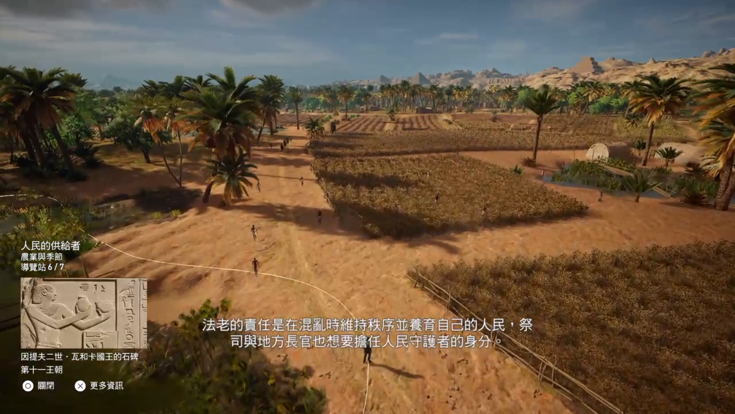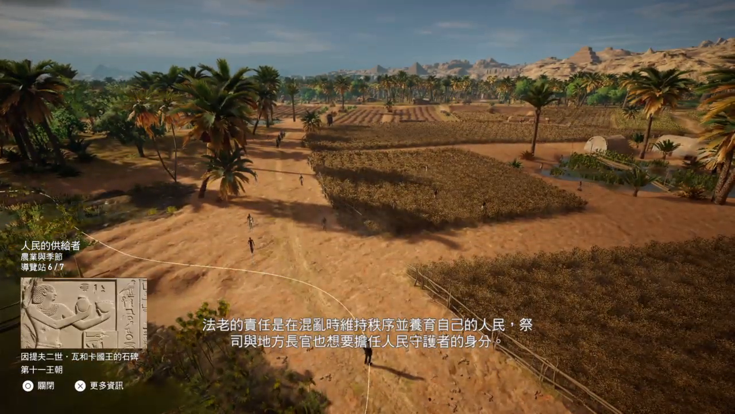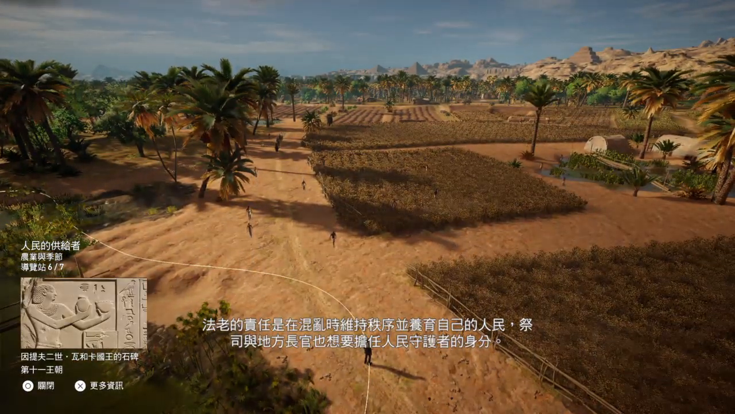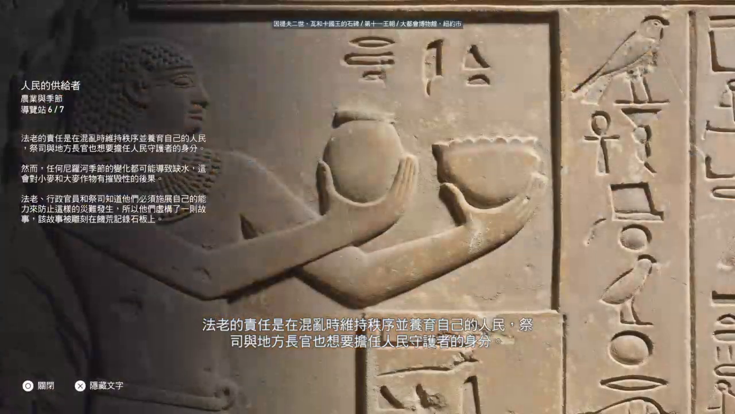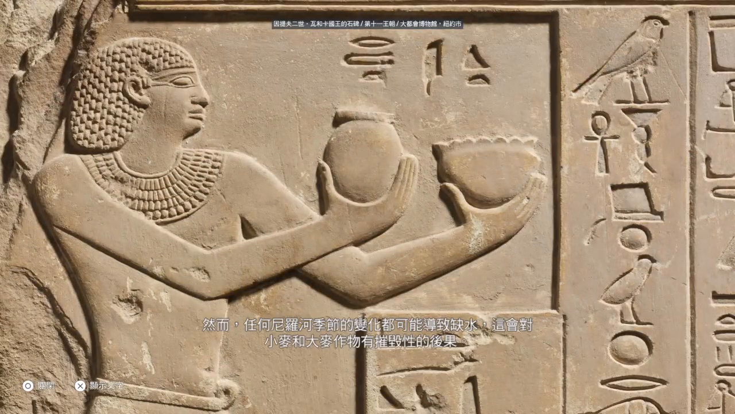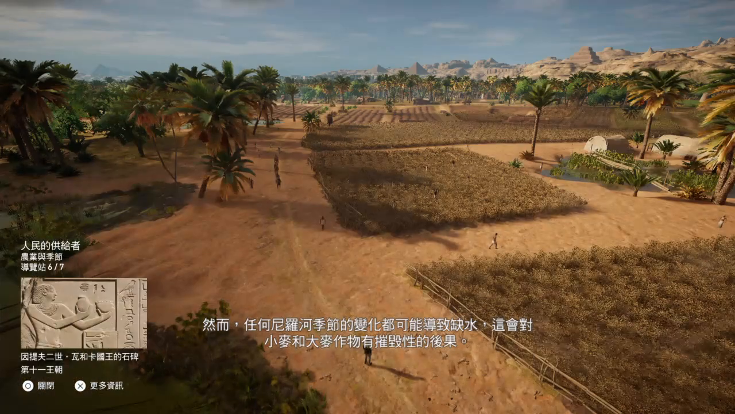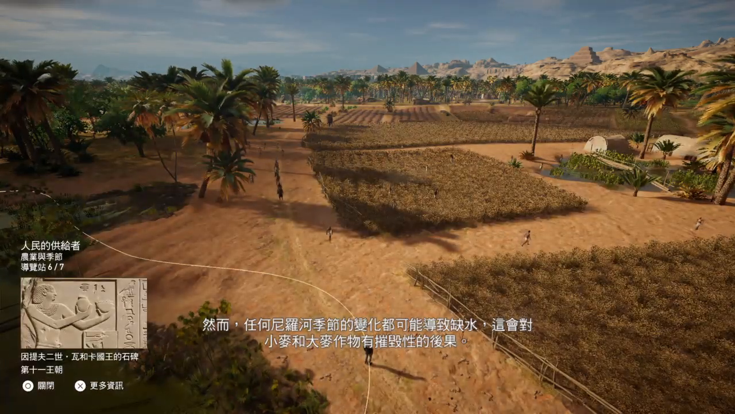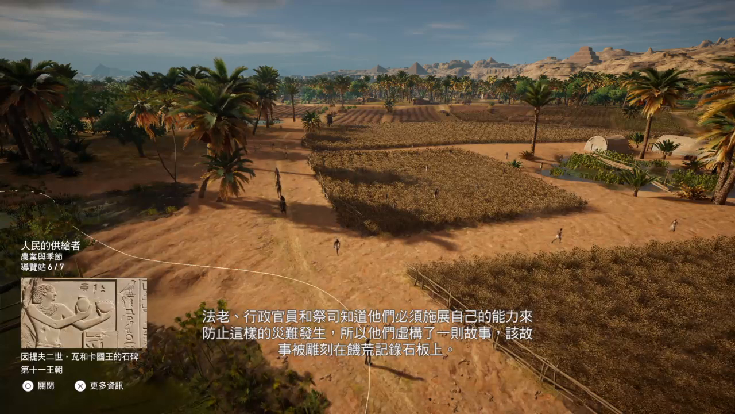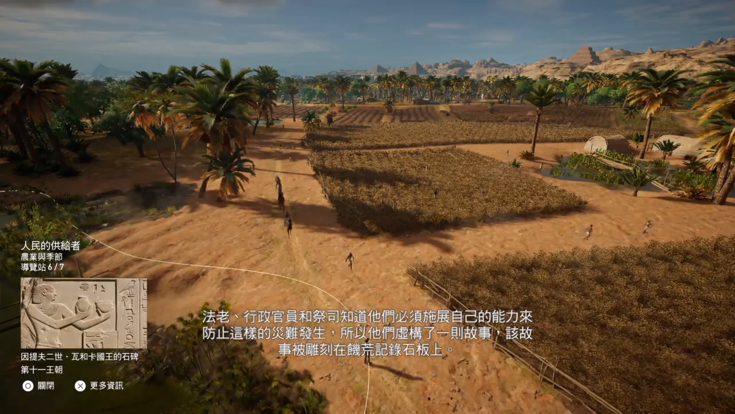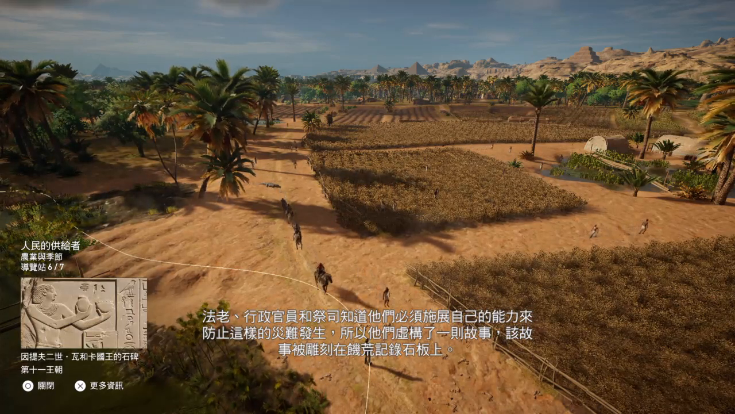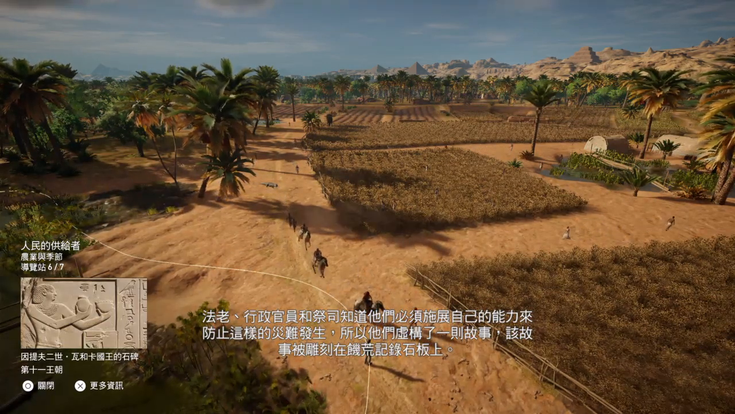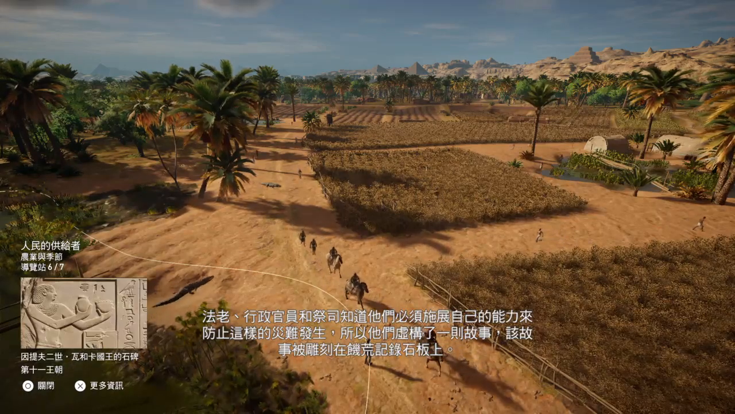The pharaoh's duty was to uphold order against chaos and provide for his people. Priests and local governors also wanted to appear as protectors of the people. However, any variation in the Nile's seasons could cause water shortages. This had devastating consequences on wheat and barley crops. The pharaoh, administrators, and priests knew they needed to demonstrate their ability to prevent such a catastrophe from happening. And so they invented the story, which would be inscribed upon the famine stela.